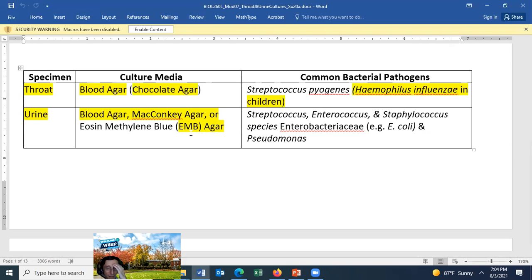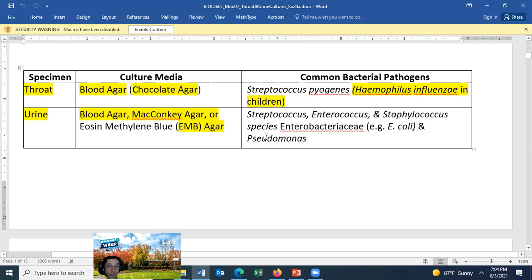And then MacConkey's and EMB agar, we grow it on these two media because usually in the urine, if the human has a pathogen, most of the human pathogens in the urine will be from the Enterobacteriaceae family. And so we want to grow it on MacConkey and EMB because they will grow on these media. The gram-positives will not.